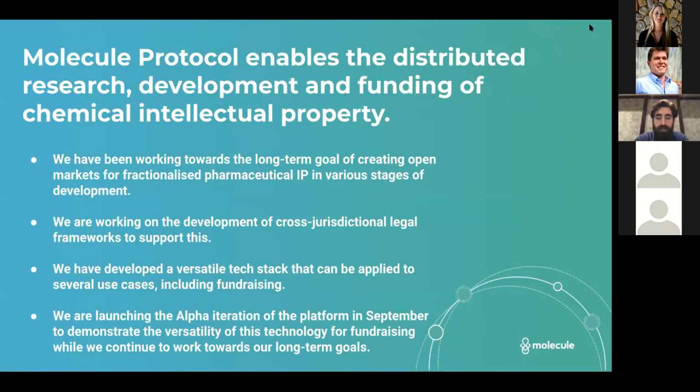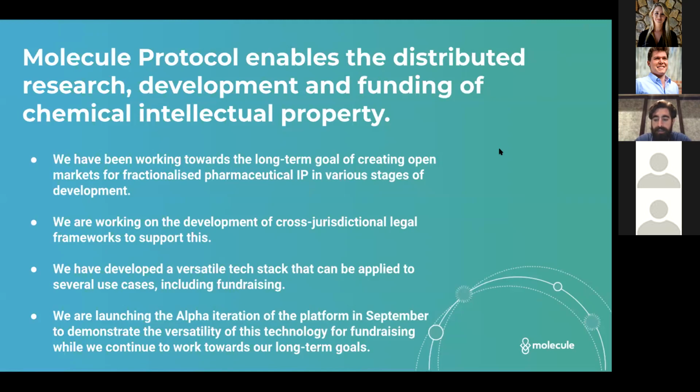Like Paul mentioned in his talk, a lot of this work has to do with identifying the appropriate cross-jurisdictional legal frameworks to support that work and allow those markets to be created in a low friction way where anyone can buy in and out of them. In supporting that, we've developed a really versatile tech stack that can be applied to many different use cases. And as Paul pointed out, one of the really interesting use cases for token bonding curves potentially is fundraising.